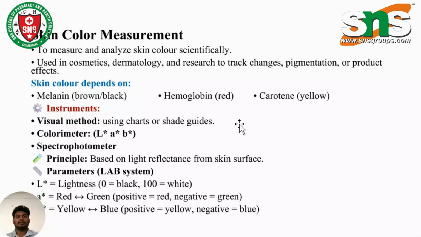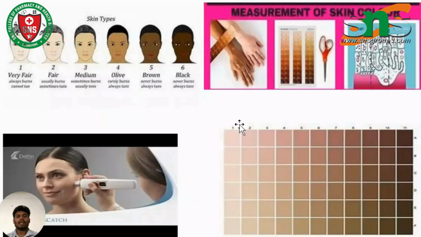And then the colorimeter refers to the L, a, b values. L denotes lightness, a denotes red, and b denotes yellow to blue. And then the visual representation of skin color. There are six skin types in human skin: first very fair, second fair, third medium, fourth olive, fifth brown, sixth black. It is a measurement of skin color, like pH measurements, like a litmus paper.